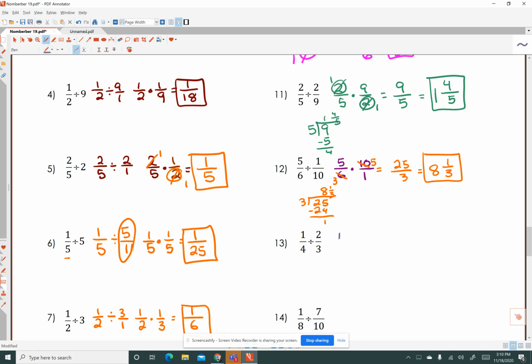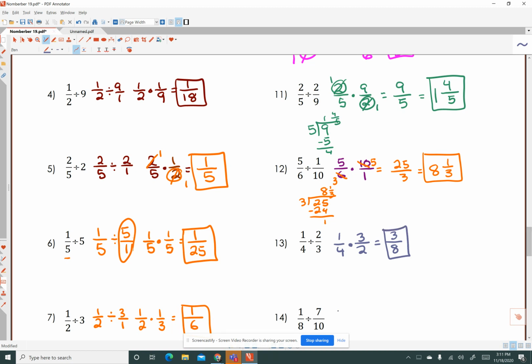Number 13, 1/4 multiplied by the reciprocal of 2/3, which is 3 over 2. There's no cross simplification we can do, so we'll multiply across. 3 times 1 is 3. 4 times 2 is 8, and that is a simplified final answer.